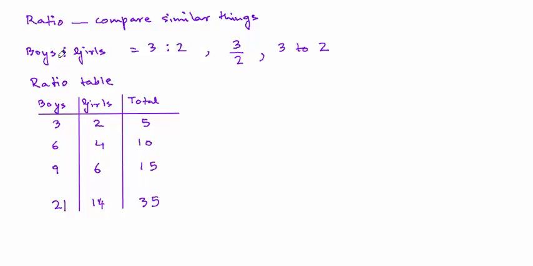So if you have boys first and then the number 3 first in the ratio, it means boys corresponds to the number 3 and girls corresponds to the number 2. You change the order, rewrite this as 2:3, the whole thing has got a new meaning. Let's do some problems now.